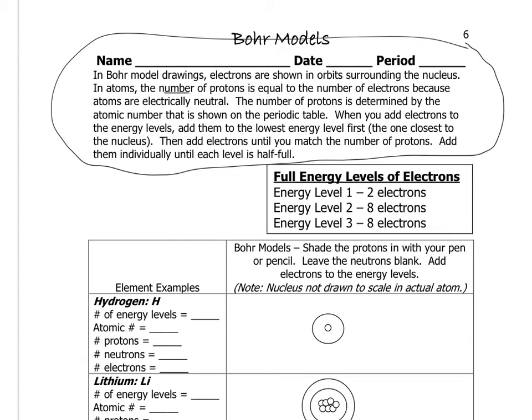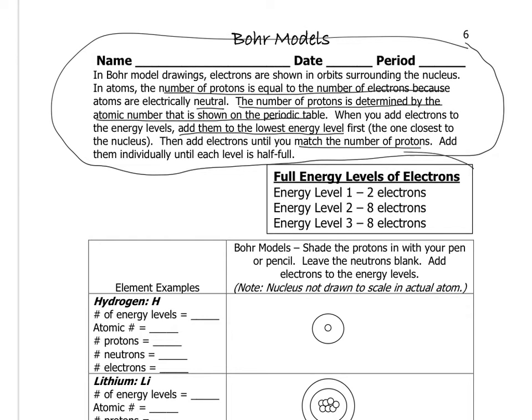Something we already know, protons and neutrons are equal because they are neutral. We also probably already know or have heard before that protons is determined by the atomic number on the periodic table. When adding electrons, you add them to the lowest energy level first, which is closest to the nucleus. You keep going until you match the number of protons, and I will show you how to add them individually till each is half full.